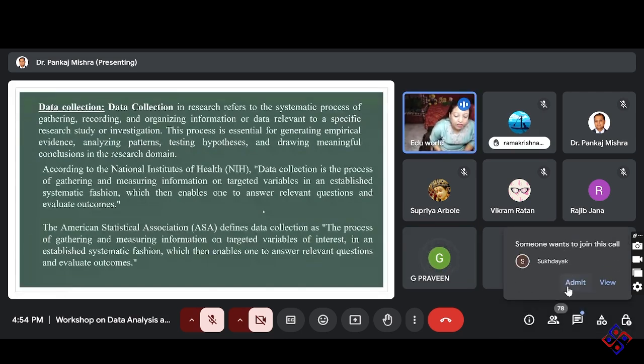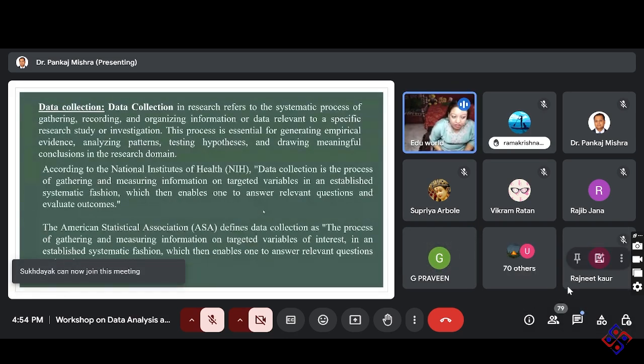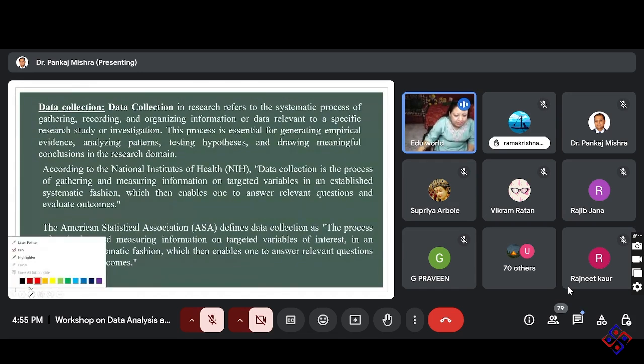Okay. Now, whenever we are conducting this data collection portion in our research, we have to first see our variables. So, based on these variables, we will frame the research questions so that we can get the relevant information from our study. Okay. So the next one is also a definition, given by the American Statistical Association. There also they are stating the same thing. So these are the targeted variables of interest.